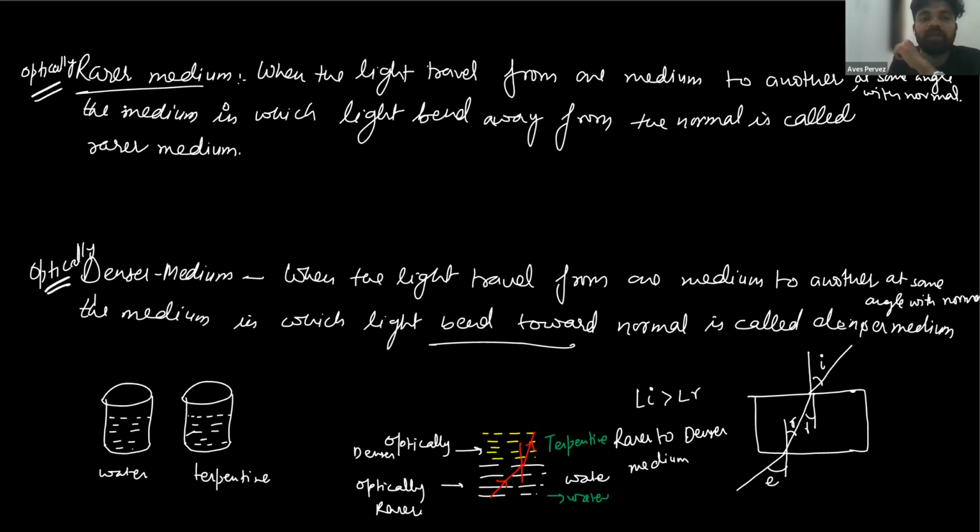Why? Because if I'm saying, let's suppose a ray is traveling from one medium to another medium, and it bends towards the normal, let it bend towards the normal. It bends towards the normal and then again.